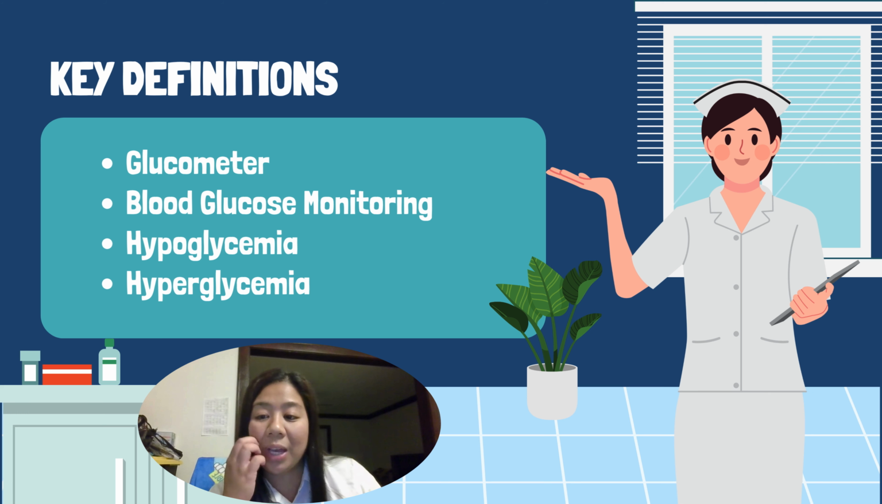So, what about hypoglycemia? Hypoglycemia is when your blood sugar or glucose level is lower than the standard range. Glucose in your body is the main energy source. On the other hand, hyperglycemia is when the blood glucose level is higher than the range.